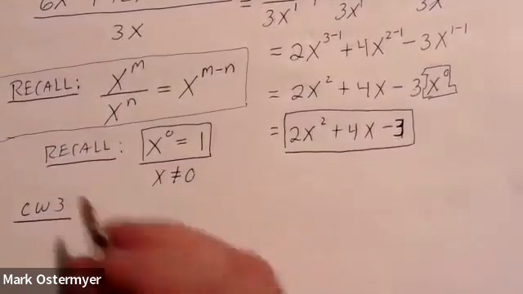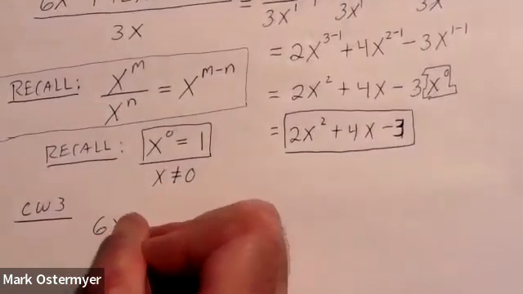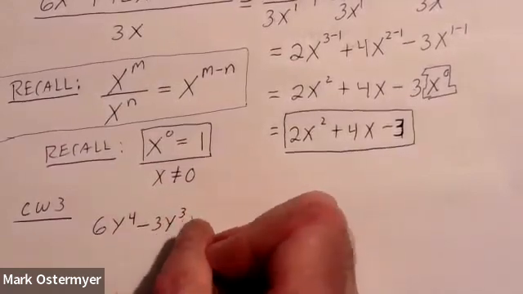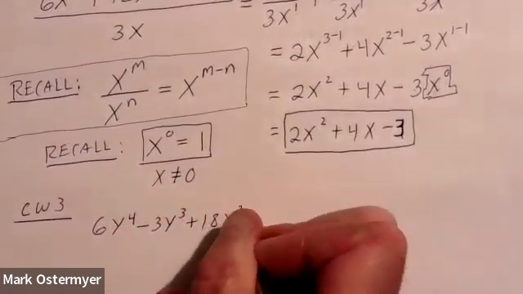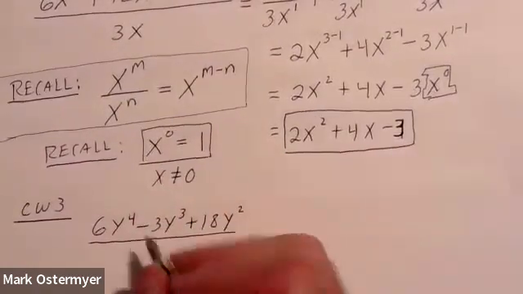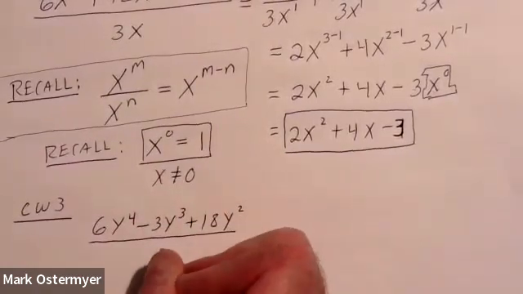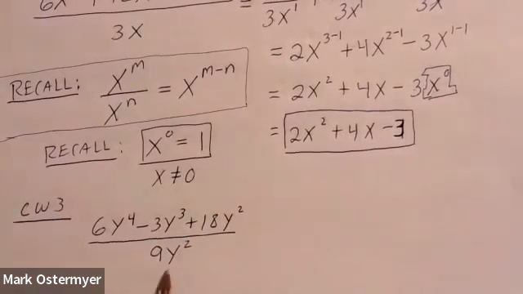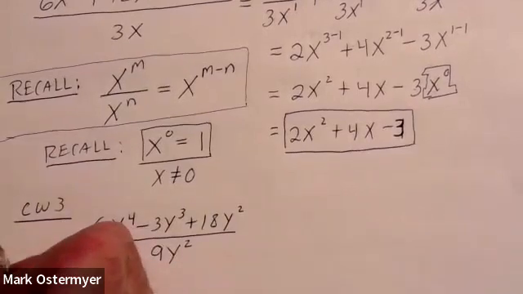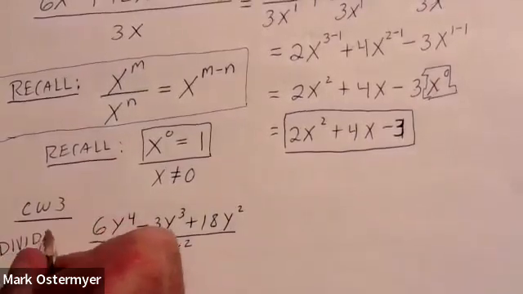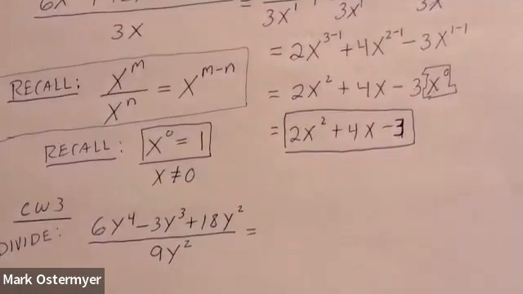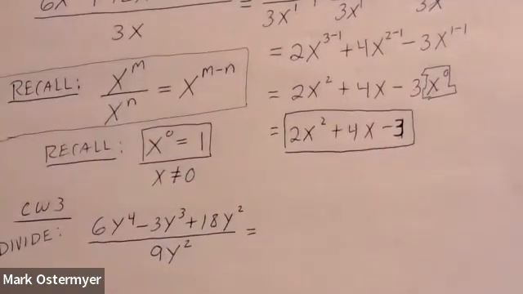Call it classwork 3. Take 6y to the 4th minus 3y cubed plus 18y squared. And I want you to divide this trinomial by this monomial, 9y squared. Okay, so the instructions here will say simplify, or your instructions could say divide, as that's what we are being asked to do. Divide a polynomial by a monomial. Go ahead and do that. Give you maybe a minute or two. See if you can crank out that quotient there.